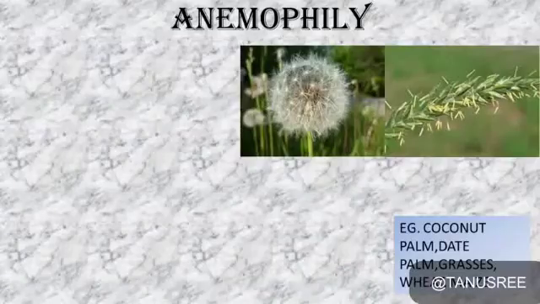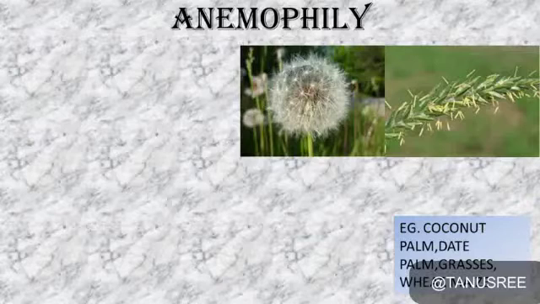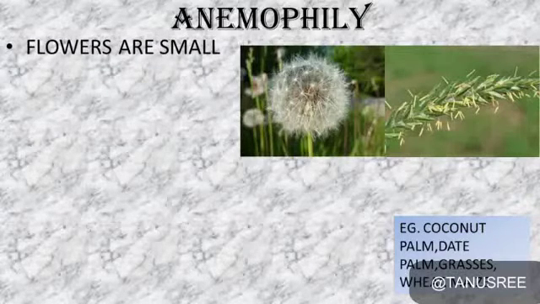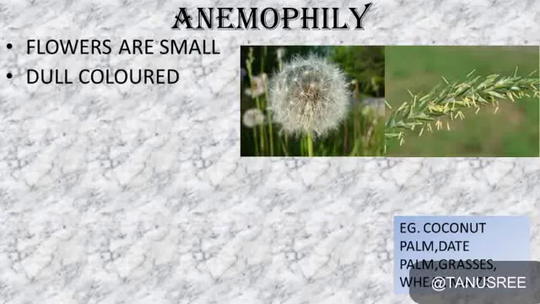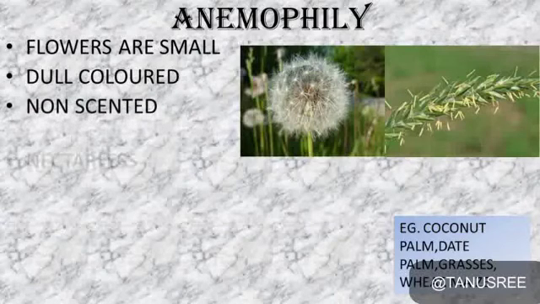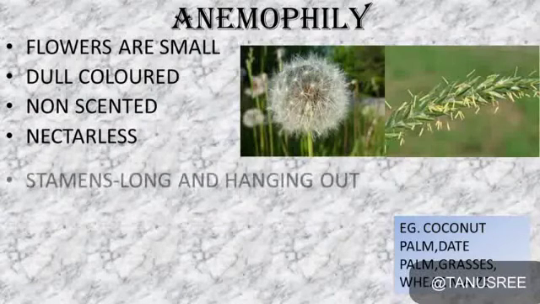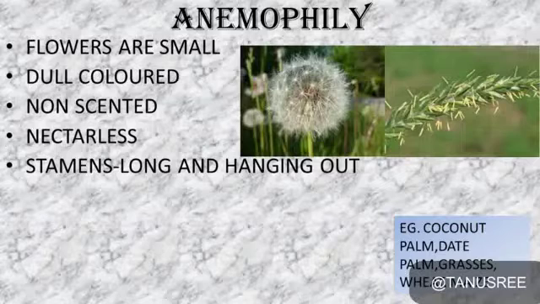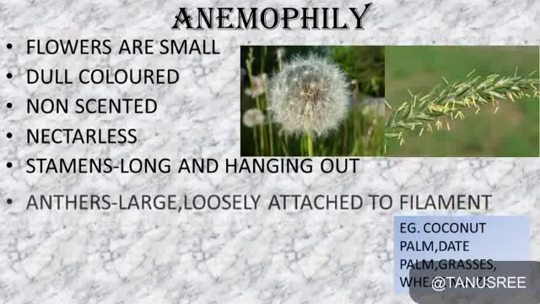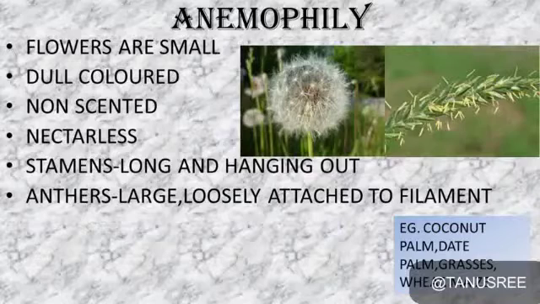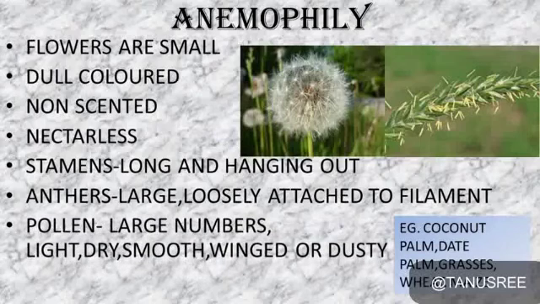The word anemo means wind and phyle means affinity. The flowers are small, dull-colored, non-scented, nectarless. The stamens are long and hang out of the flower to be exposed to the wind. The anthers are large and loosely attached to the filament. That is, they are versatile. The pollen is produced in very large numbers.